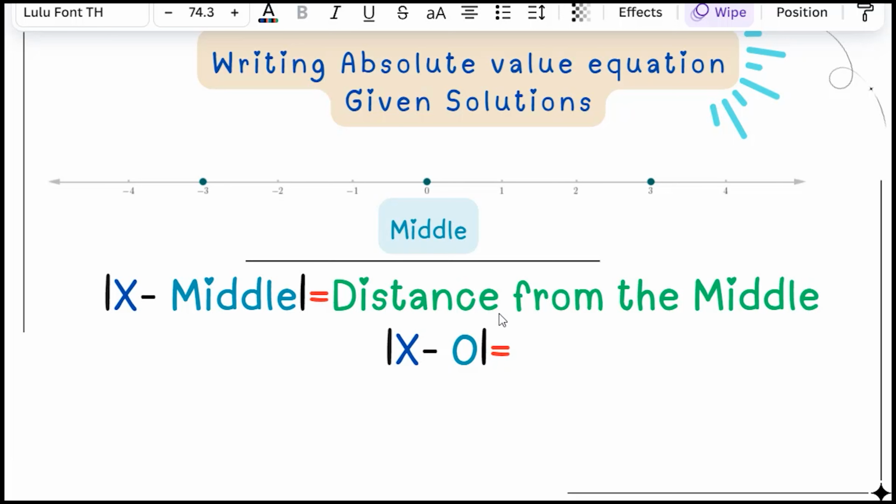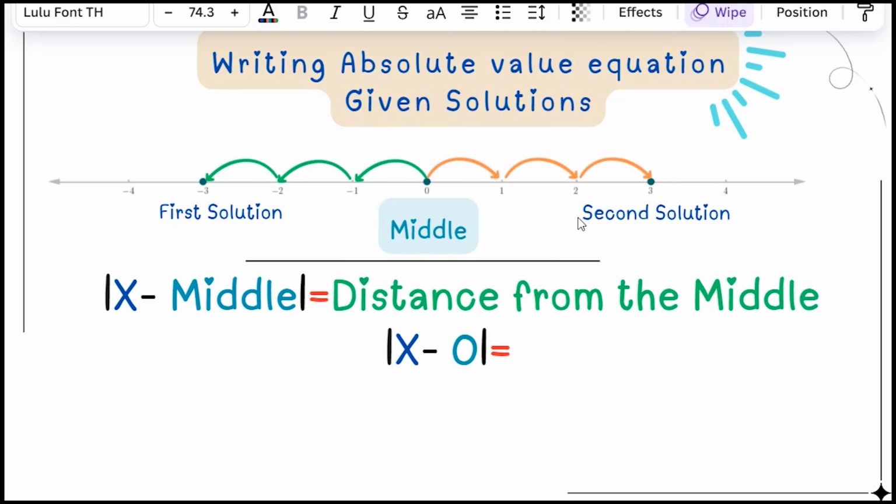Now we need to calculate the distance from the middle. This is the middle. We need to calculate the distance between 0 and negative 3: 1, 2, 3. What about the distance between 0 and 3? It should be the same because 0 is the middle: 1, 2, 3. Then here we should write the distance from the middle equals 3.